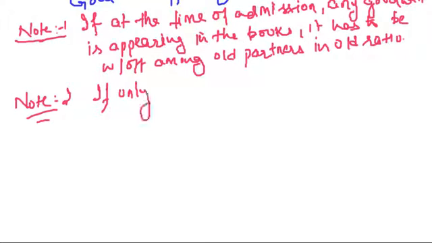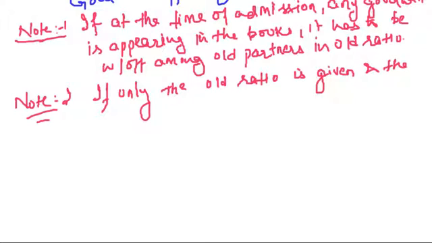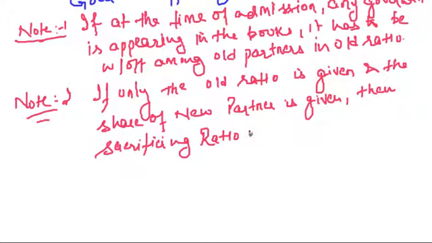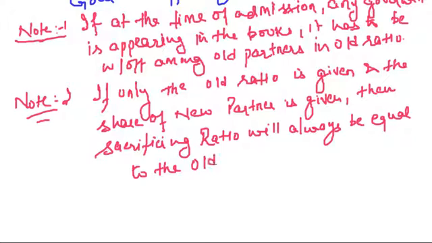If only the old ratio is given, the old ratio of old partners, and the share of the new partner is given, then the sacrificing ratio will always be equal to the old ratio of the partners. Right? I have told you this, mathematically proven this in the previous lectures.